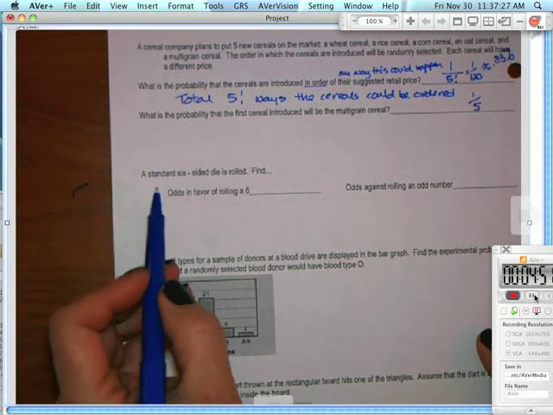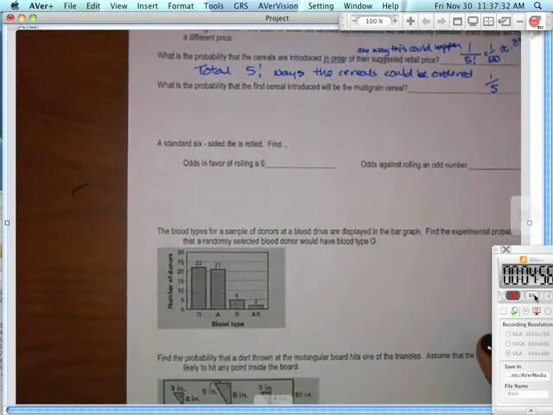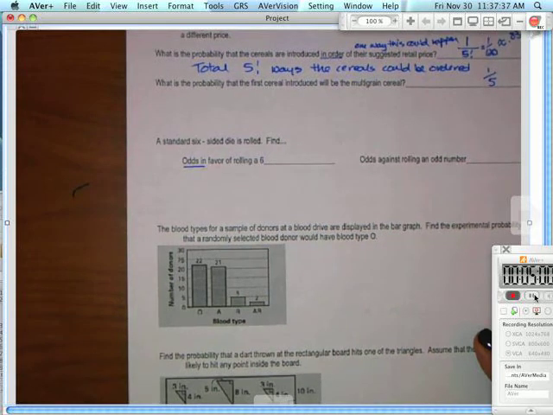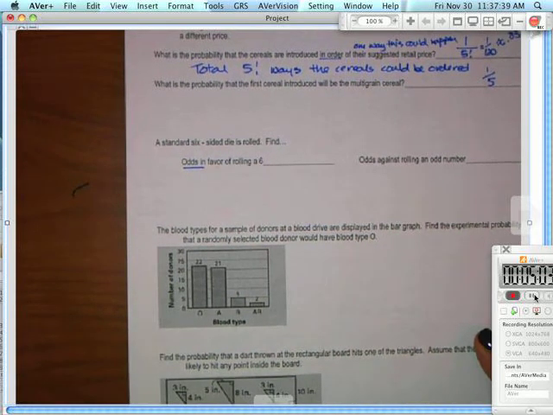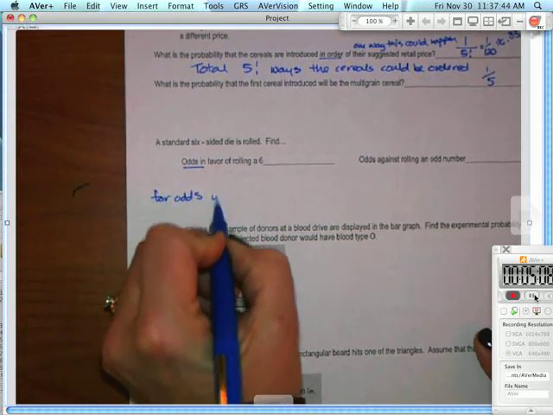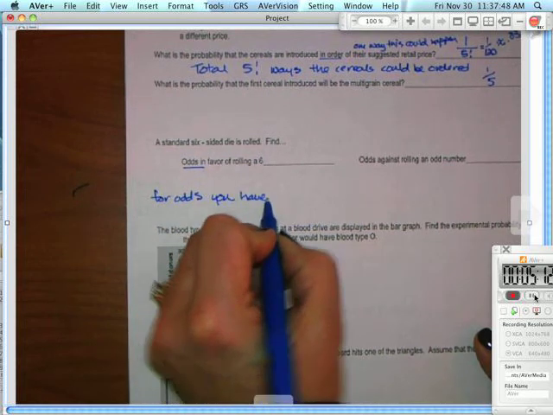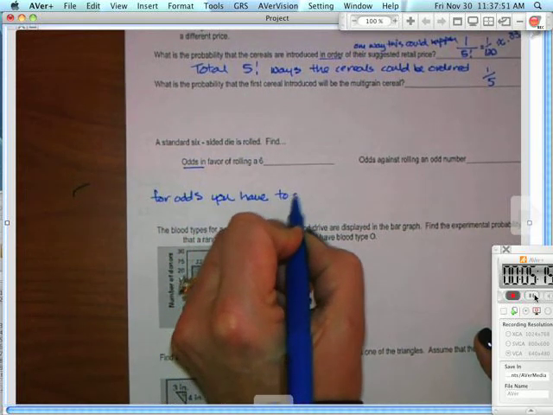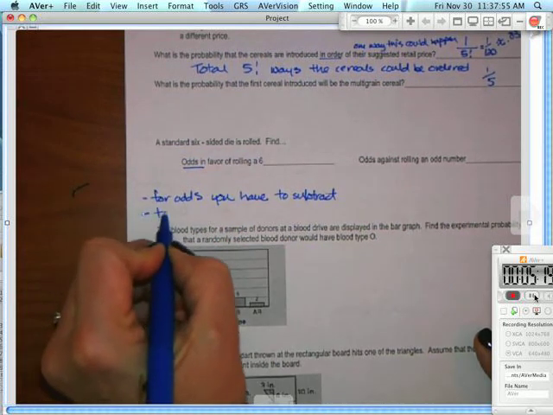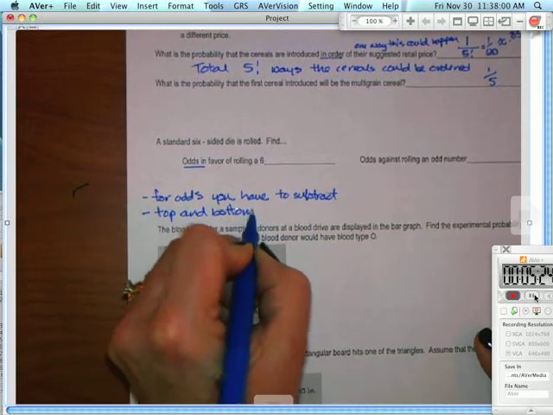A standard 6-sided die is rolled. Find the odds in favor of rolling a 6. Now you've got to remember that odds are slightly different. You don't put the total in the bottom. For odds, you have to subtract, basically, is what you're doing. Or if you want to look at it this way, the top and the bottom add up to the total.